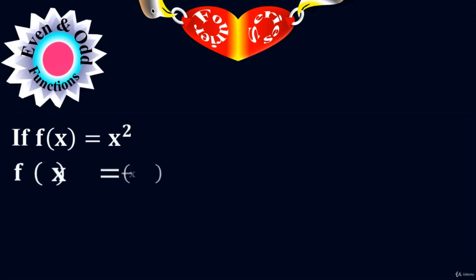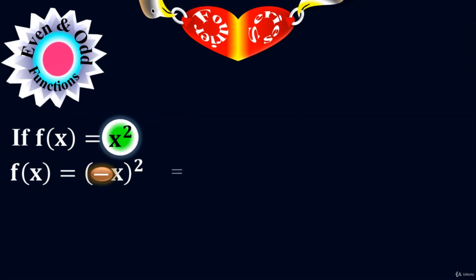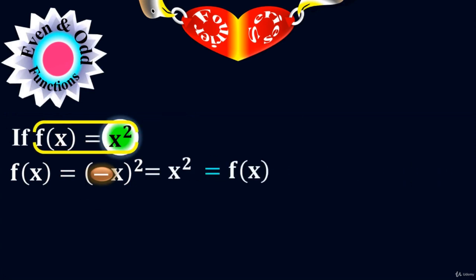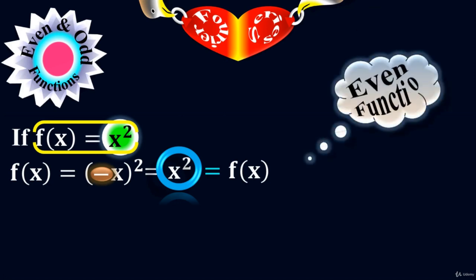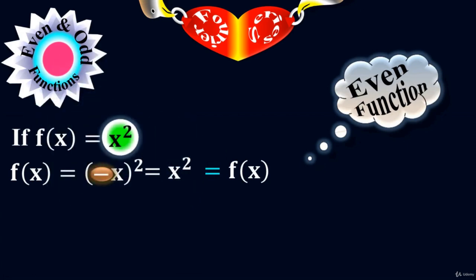But if the function f of x equals x squared, and I multiply the variable x by minus, it equals plus x squared, which equals f of x. My function is x squared. I multiply the variable x by minus and then take its square. It equals plus x squared, which equals my original function plus x squared. Therefore, it is called an even function. So x squared is an even function here.